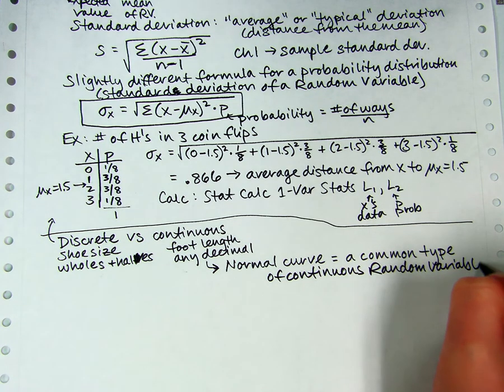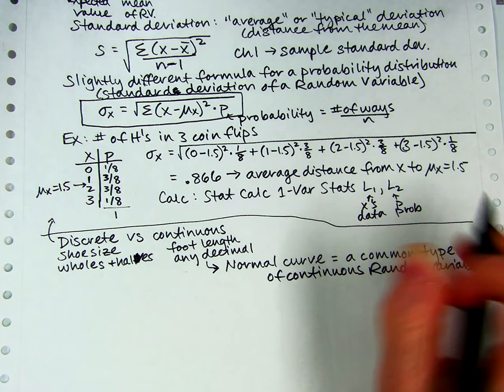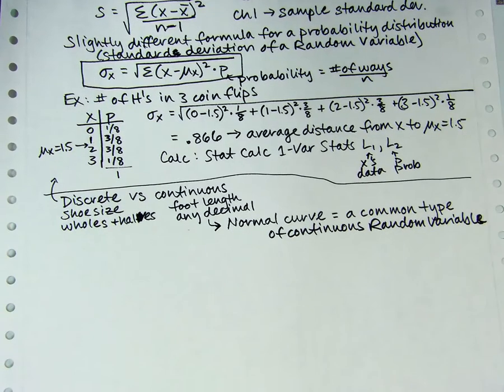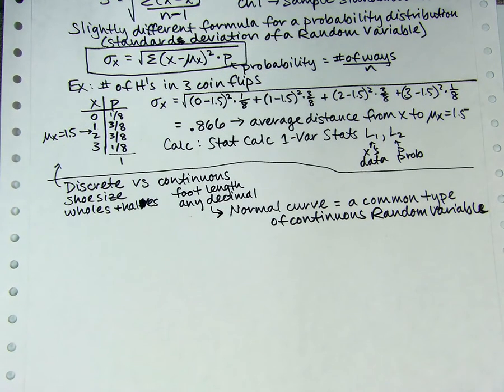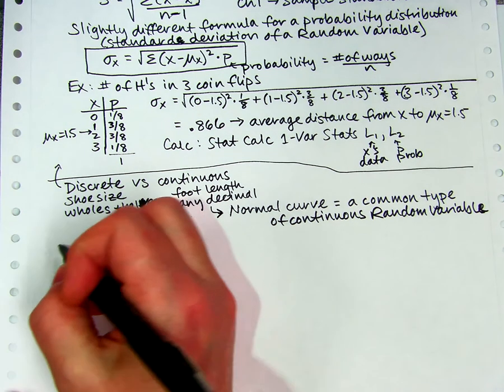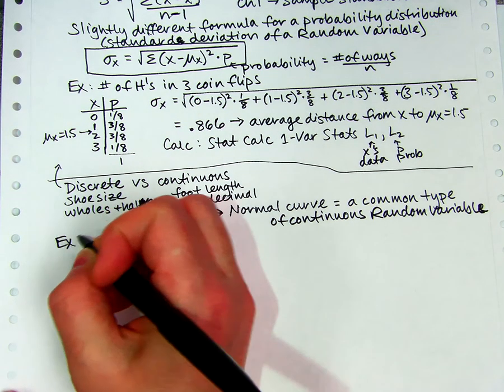So a continuous random variable in this class is mostly going to be a normal curve. Or I suppose it might look like the density curves we did in chapter 2, where it's a rectangle shape or something like that. I'm sticking with normal for now. So I want to do an example with normal curves and then we'll be done for today.